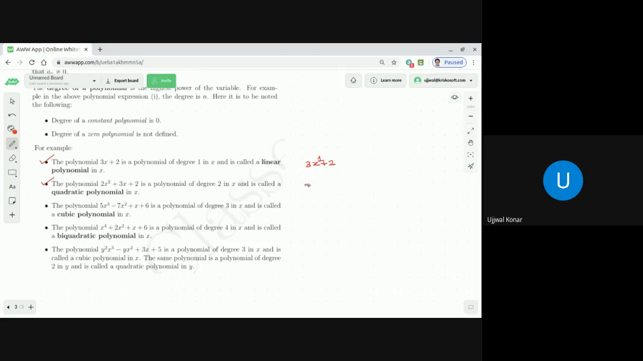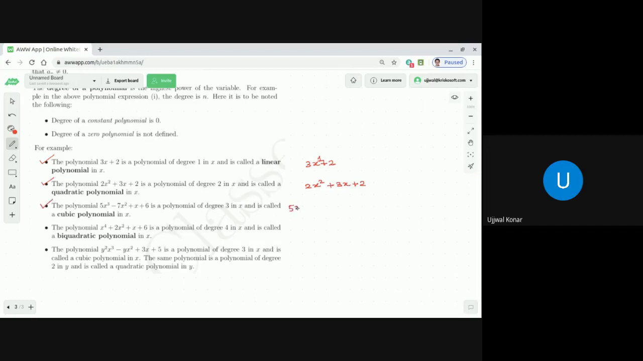What is that? Here it is 2 into x square plus 3x plus 2. If you look into it, this is a quadratic polynomial. Why? The maximum power of x is here 2. That is why it is a quadratic polynomial. Similarly, if the maximum power of x is 3, that is known as a cubic polynomial, which is in the next one, that is 5x cube.